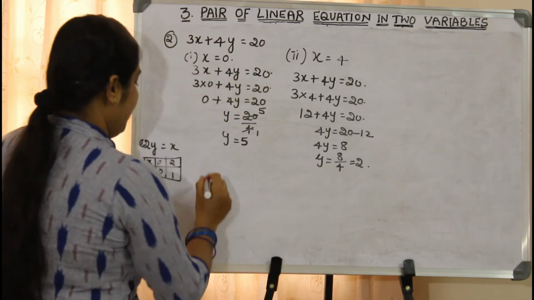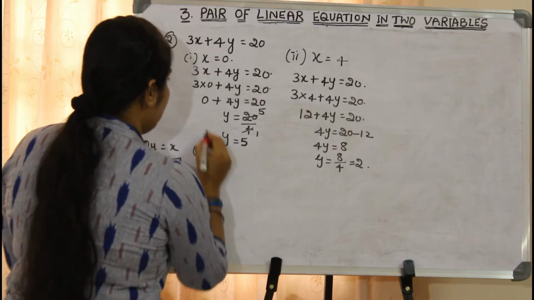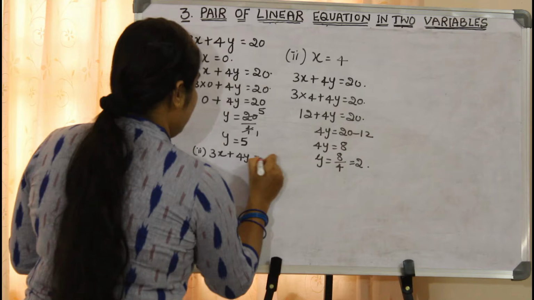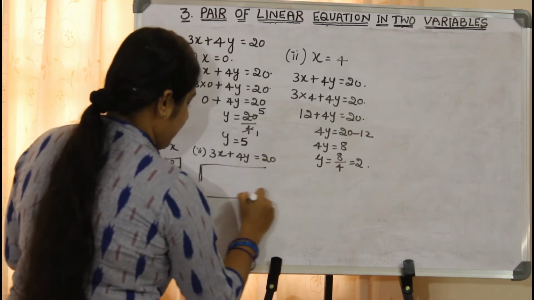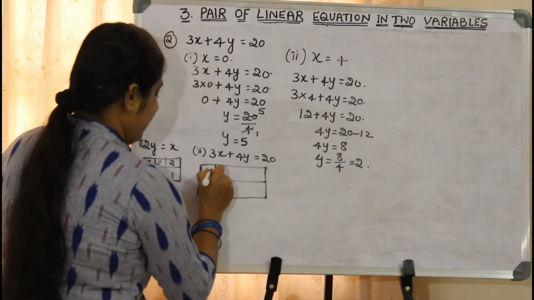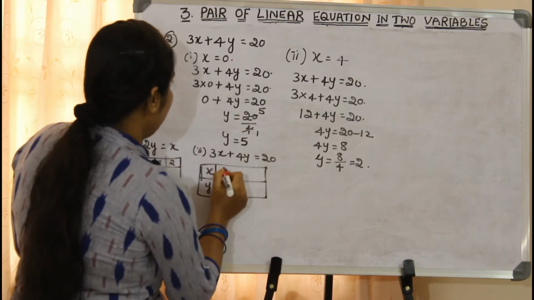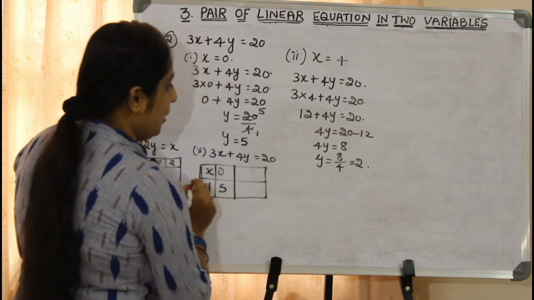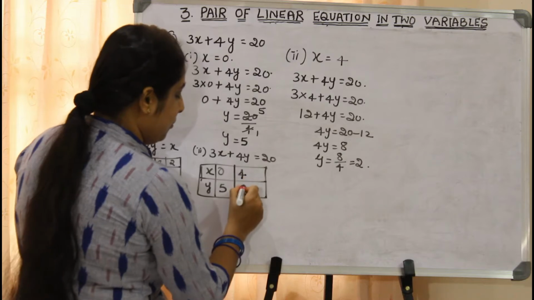So the second one, we can write one more table for the equation 3x plus 4y is equal to 20. So the table will be x, y. So when x is equal to 0, y is equal to 5. And then when x is equal to 4, y is equal to 2.